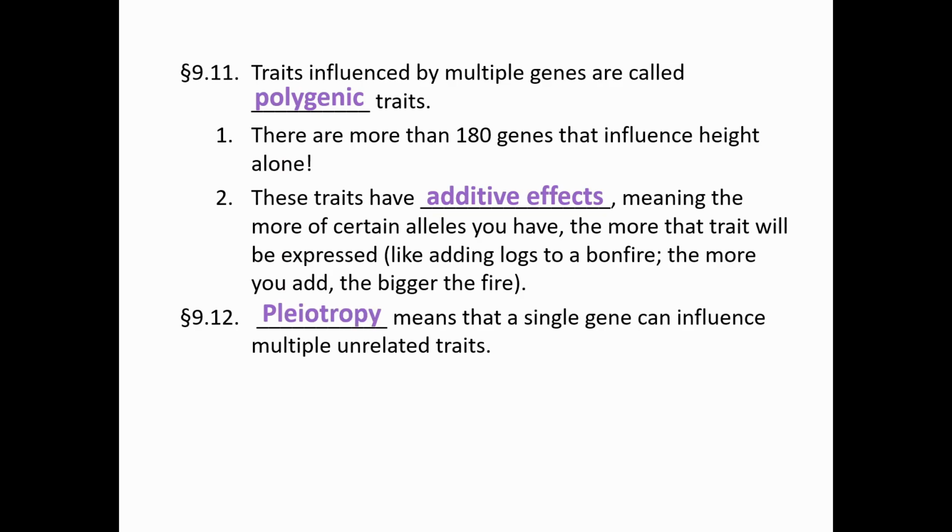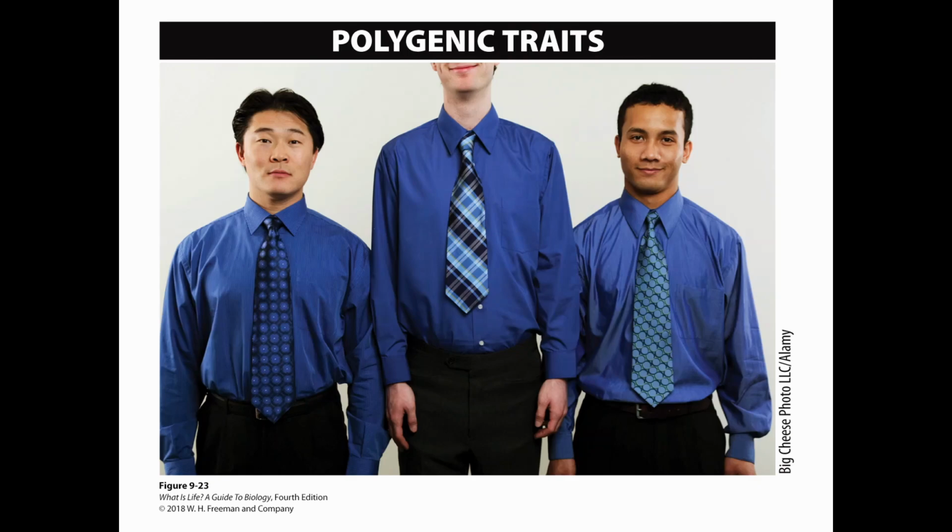We also have the opposite of that happen as well, known as pleiotropy, where one single gene can have an effect on many different traits. There are many examples of pleiotropy, and we see this in a lot of different conditions like Marfan syndrome or sickle cell disease. But here's a good example of polygenic traits in action. You have these three gentlemen standing here, and depending on how many dominant and recessive alleles they have for height, the additive effect comes into play. The more dominant alleles they have for those 180 genes, the taller they end up, and the fewer, then the shorter they are.